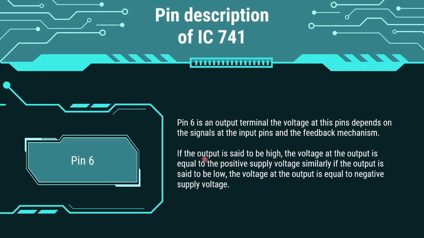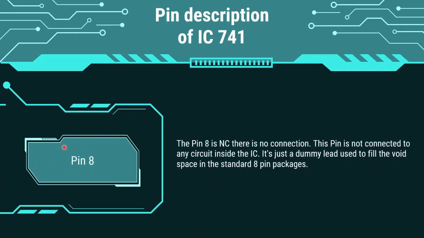If the output is said to be high, it means the voltage at the output is equal to the positive supply voltage. Similarly, if the output is said to be low, it means the voltage at the output is equal to the negative supply voltage. Finally, pin 8 is NC, there is no connection. The pin is not connected to any circuit inside the IC. It's just a dummy lead used to fill the void space in the standard 8-pin packages.